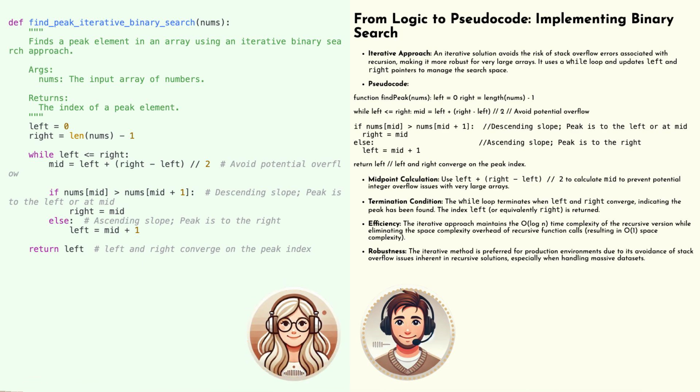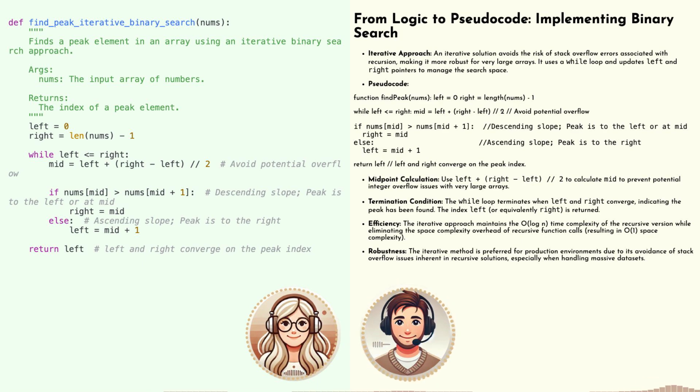Got it. And then, here's the decision-making part. We check if the element at mid is greater than the element at mid plus 1. If it is, meaning it's on a descending slope, we'd update right to be mid, so we're discarding the right half of the array. And if the element at mid is less than or equal to the element at mid plus 1, meaning we're on an ascending slope or at the peak, then we'd update left to be mid plus 1.